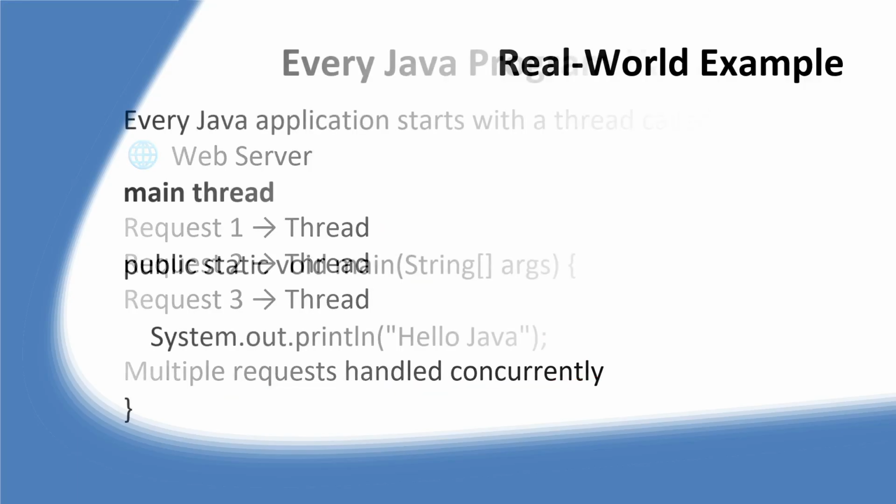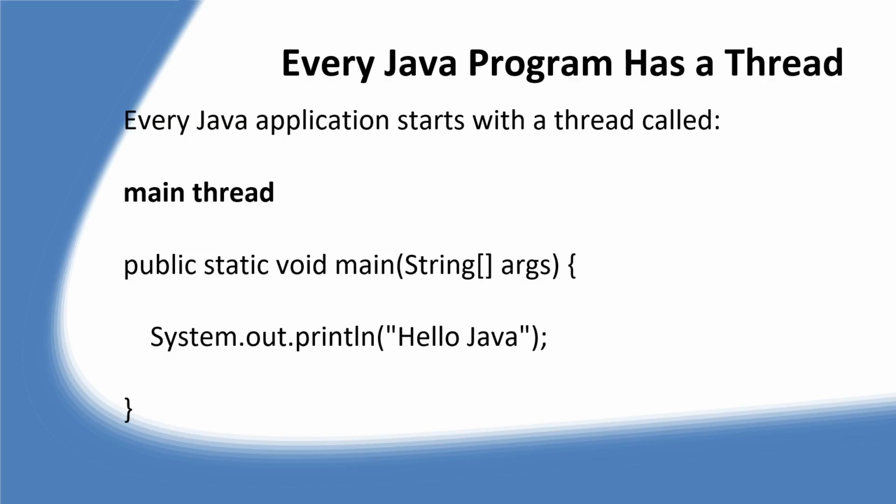Now here is something interesting. Even if you have never explicitly created a thread in Java, you have already been using one. You must be wondering how we are using one. When a Java application starts, the JVM runs our main method. This is the main method. Whenever we start the application, the main method gets started. The main method uses a thread commonly called the main thread.